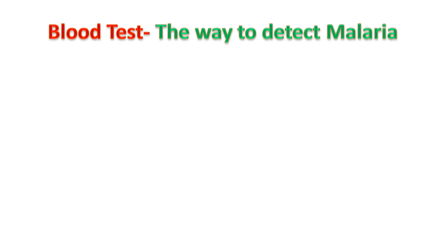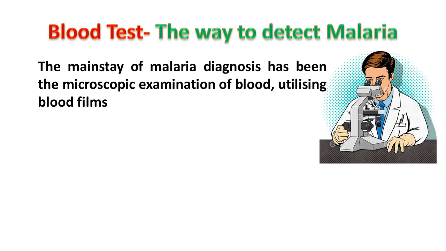Blood test, the way to detect malaria. Now let us see how we can detect diseases like malaria, typhoid, etc. The mainstay of malaria diagnosis has been the microscopic examination of blood utilizing blood films. The main process of finding malaria is a blood test. Lab technicians can easily find the presence of malaria parasite in a patient's blood. For this, they use an instrument called a microscope.